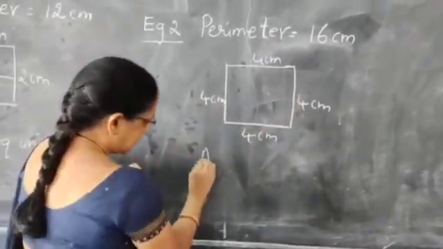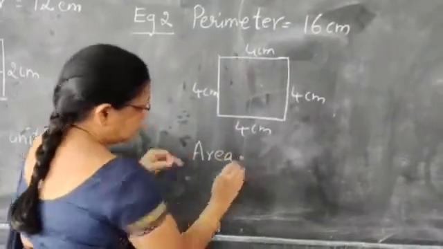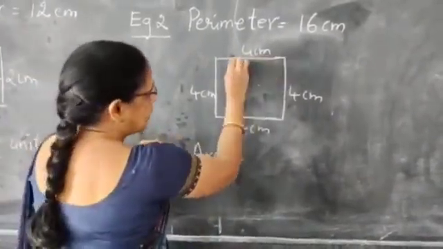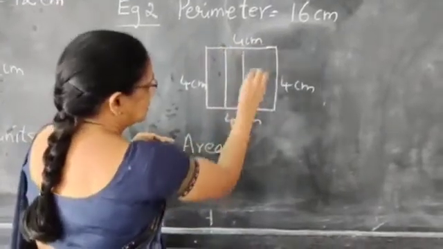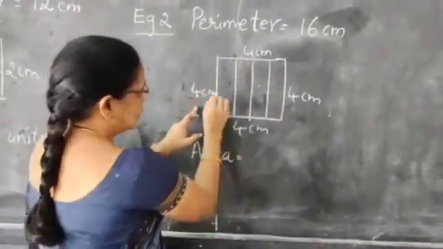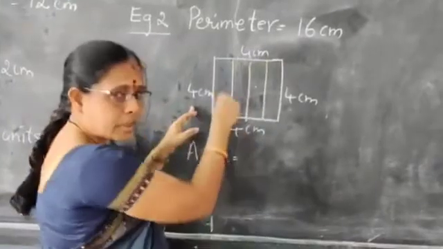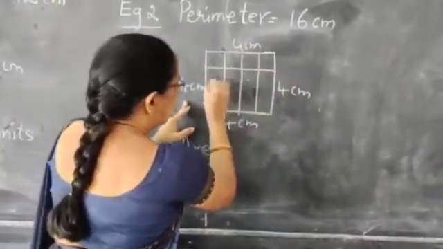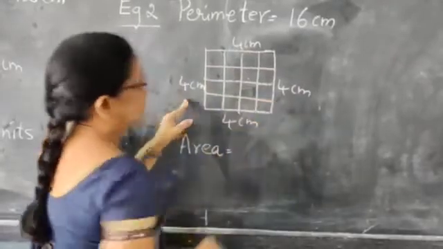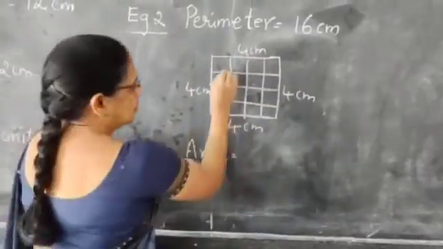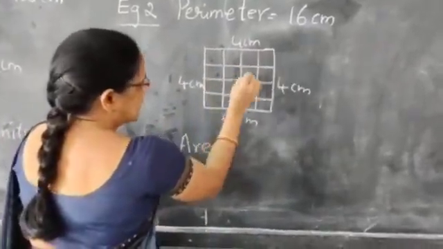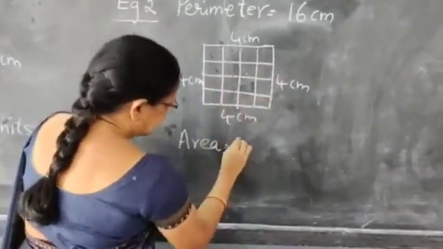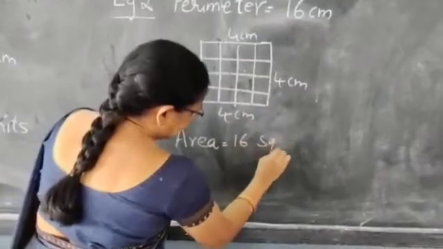Now we will find area. How will you find the area? Here length is 4 centimeter, which means 4 columns. Breadth is 4 centimeter, so you have to draw 4 rows. So what is the area, children? 1, 2, 3, 4, 5, 6, 7, 8, 9, 10, 11, 12, 13, 14, 15, 16.